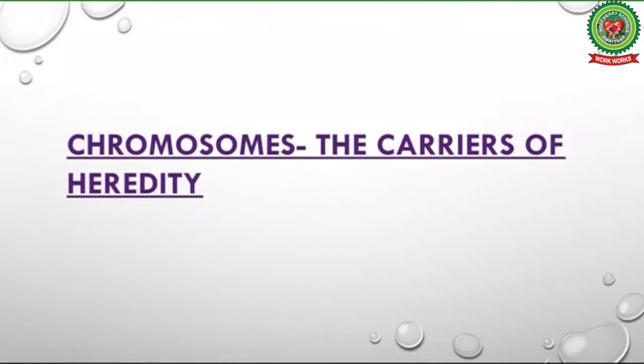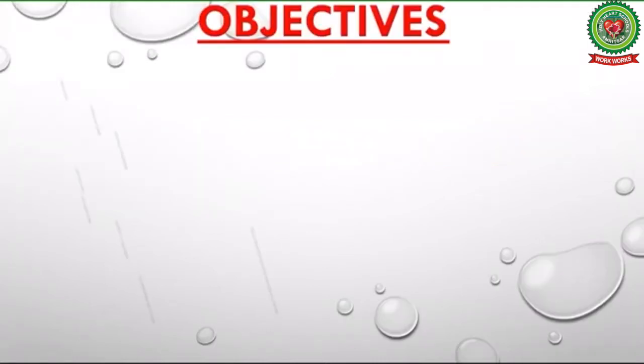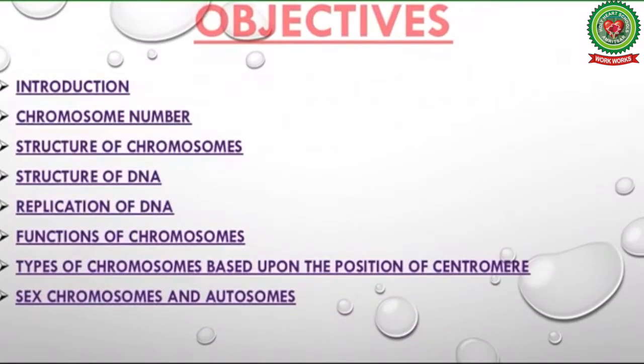Today, we will discuss a new topic, chromosomes, the carriers of heredity. The main objectives of our learning are introduction, chromosome number, structure of chromosomes, structure of DNA, replication of DNA, functions of chromosomes, types of chromosomes based upon the position of centromere, sex chromosomes and autosomes.